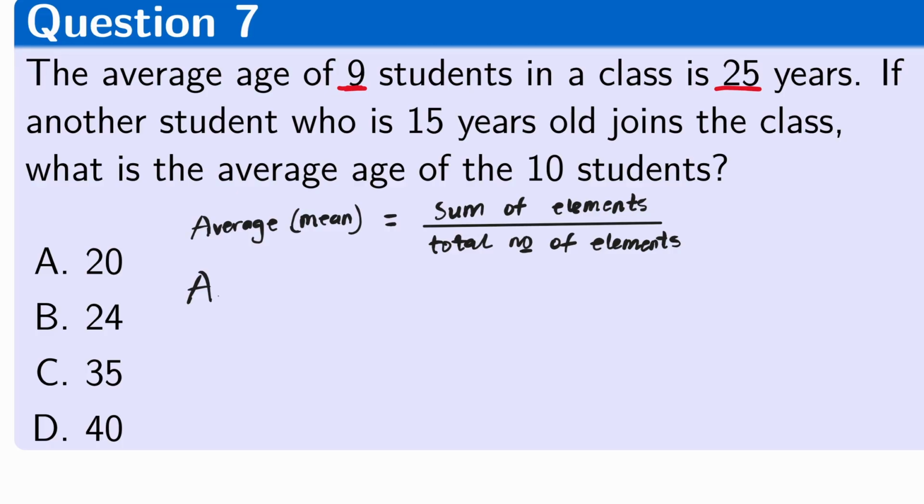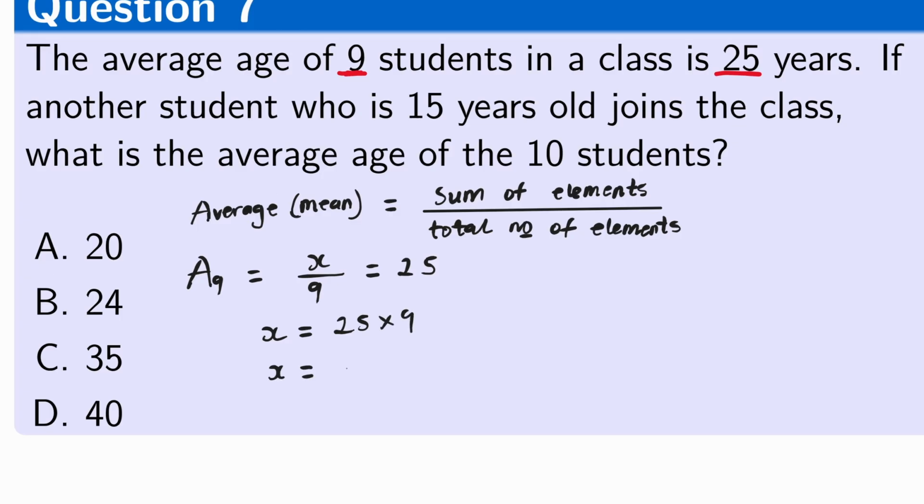Thus, the average of the 9 students is going to be, we don't know the sum, so let the sum be equal to, let's say, x, then divided by the total number of students, which is equal to 9, right? And their average age is 25, so this is equal to 25. So thus we have x equal to 25 times 9. Thus x is equal to 225. Thus the sum of the ages of the 9 students is equal to 225.